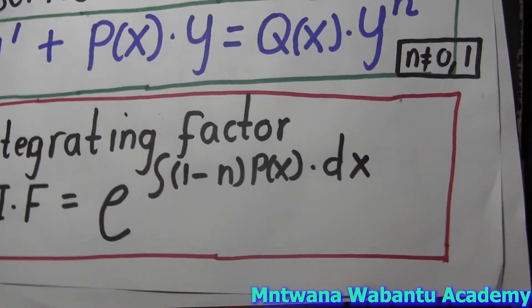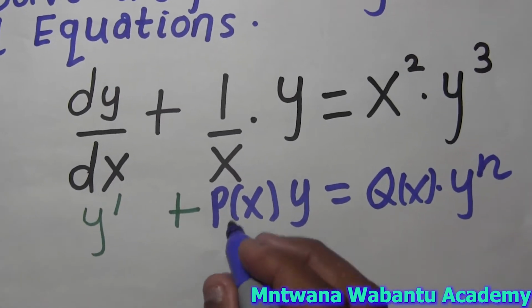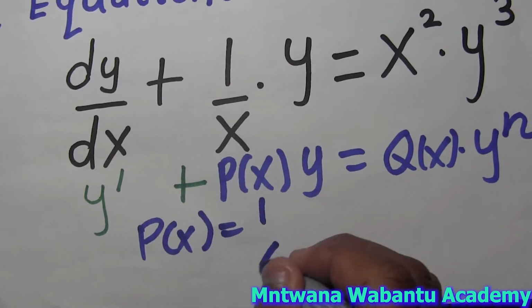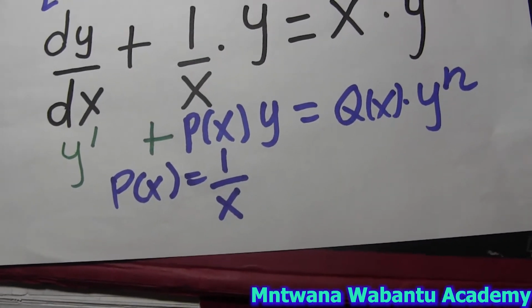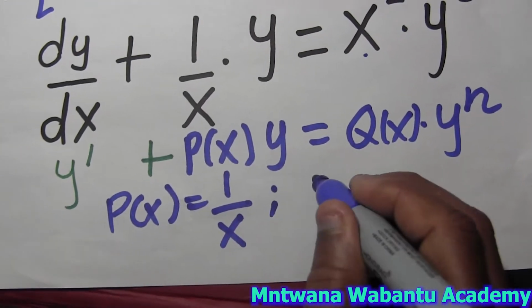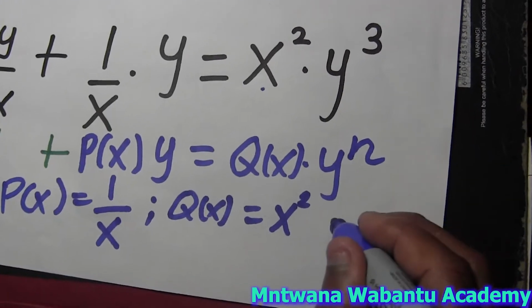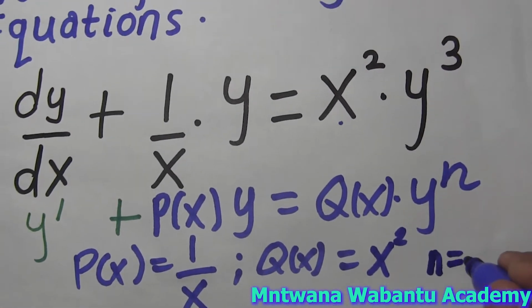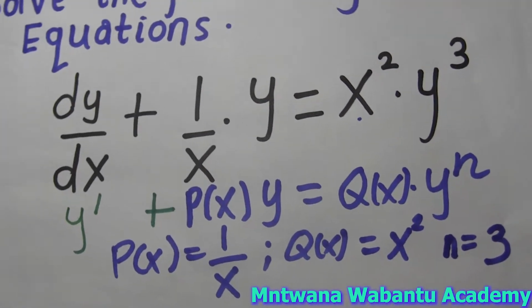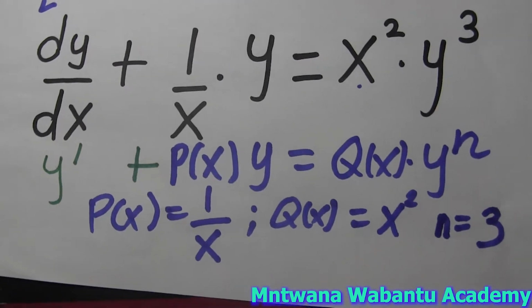So now I'm going to come here first. First and foremost, I have to identify what my p of x is. P of x equal to 1 over x. And then my q of x equal to x squared, and my n equal to 3. Now I have all my information, so I'll start to solve. Let me find the integration factor first.